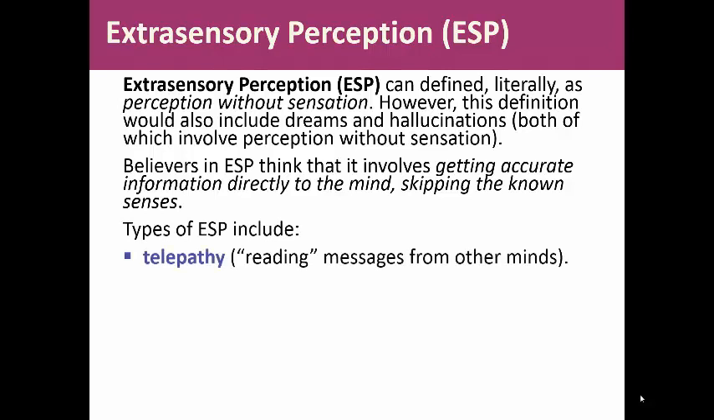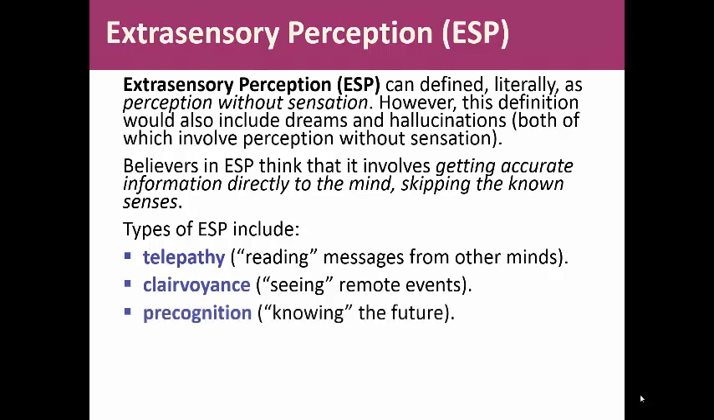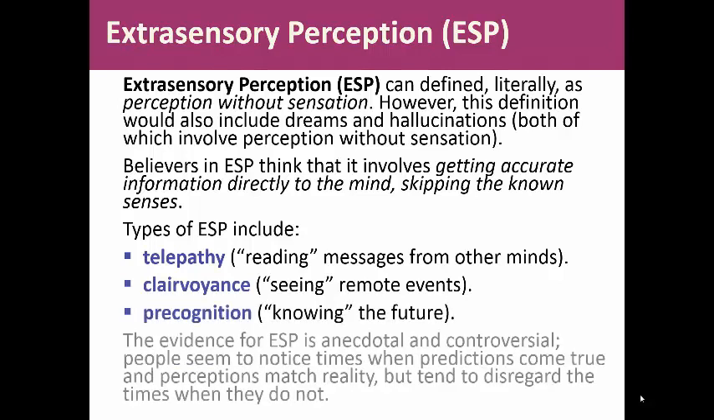Different types of ESP include telepathy, reading messages from other people's minds; clairvoyance, seeing remote events; and precognition, knowing the future. The evidence right now for ESP is anecdotal and controversial. People seem to notice times when predictions come true and perceptions match reality, but tend to disregard times when they do not. So whenever we have a premonition and it comes true, then we say, oh, I definitely have this precognition or clairvoyance. Or if you guess what somebody is thinking, then you have telepathy. But you fail to take into account all the times that you made these guesses and they were inaccurate. So these were either educated guesses or lucky guesses.